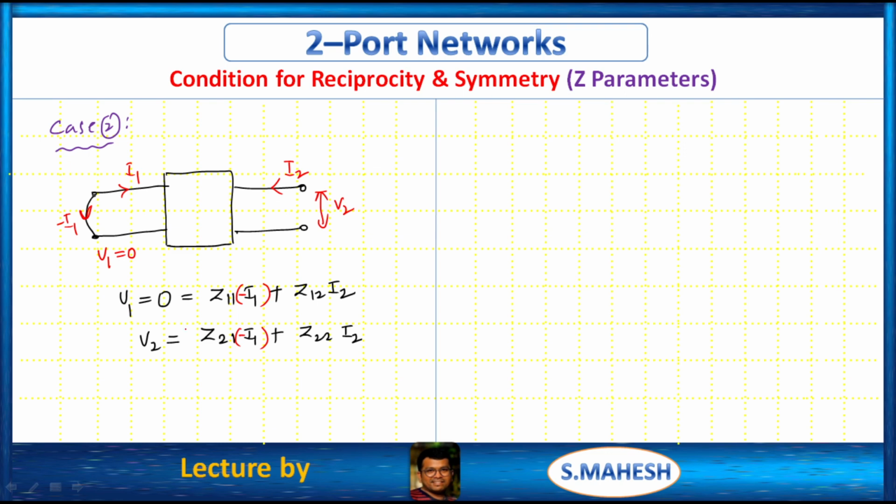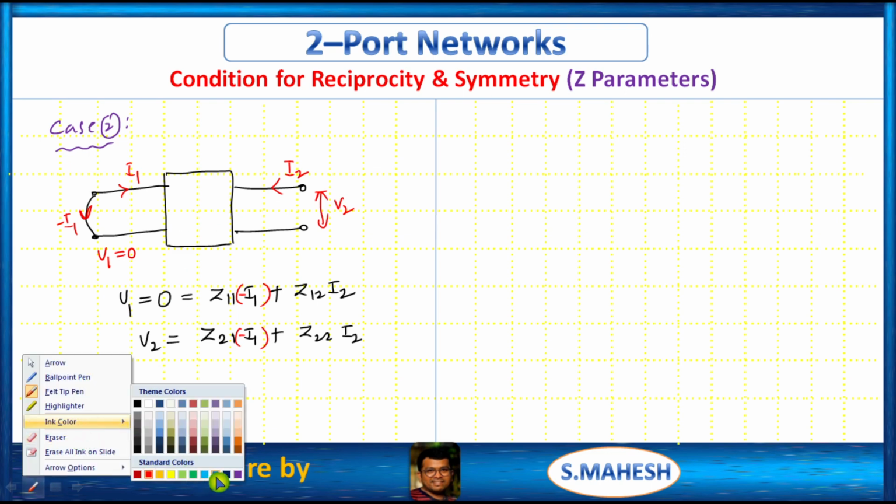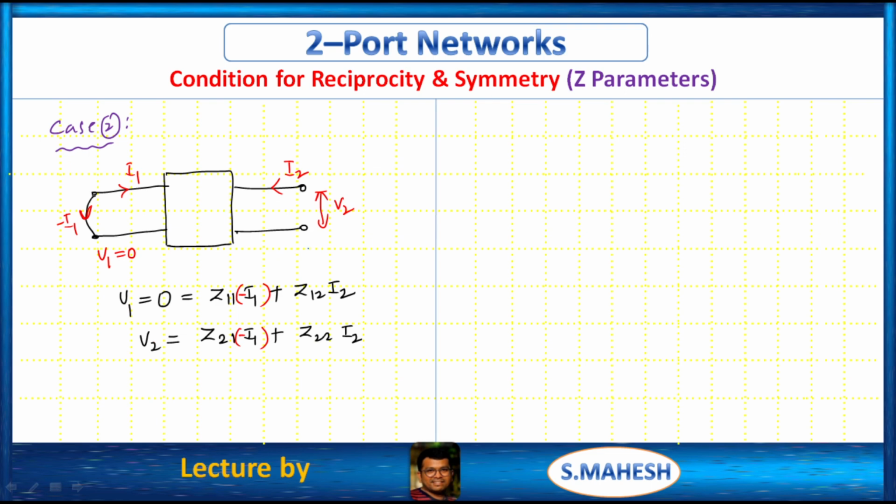From this, what do we have to get? The ratio of response to excitation, that is I1 by V2. We have to get I1 by V2. That is required. From this case 2, we have to get the response to excitation I1 by V2, whereas from the first case we have I2 by V1.